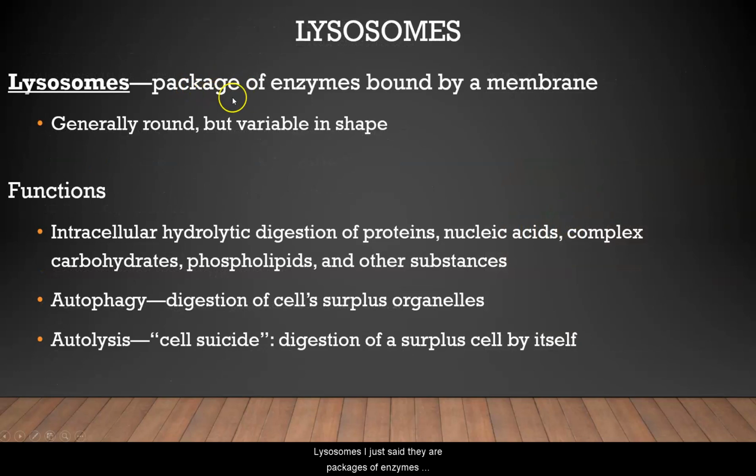Lysosomes, I just said, are packages of enzymes bound by a membrane, and they're generally round, but they vary in shape. Their functions are to do intracellular hydrolysis, lysing or cutting or digesting proteins, nucleic acids, carbohydrates, phospholipids, and other substances. They do autophagy, which is digestion of the cell's surplus organelles. Self-eating is what autophagy means. And autolysis means self-cutting, or cell suicide, which is digestion of a surplus cell by itself, to get rid of itself because it's no longer needed.